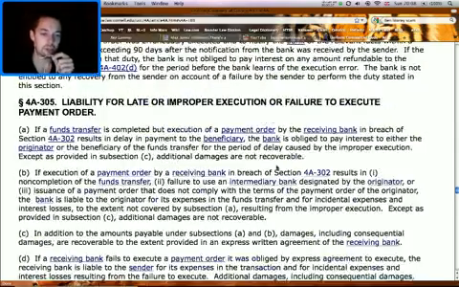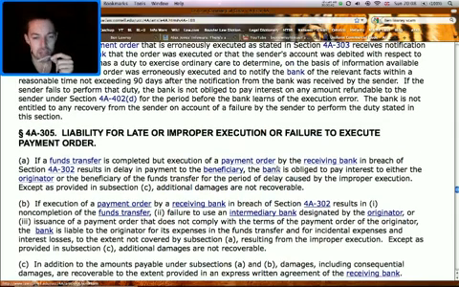4A-305. Liability for late or improper execution or failure to execute payment order. A. If a funds transfer is completed but execution of the payment order by the receiving bank in breach of section 4A-302 results in delay in payment to the beneficiary, the bank is obliged to pay interest to either the originator of or the beneficiary of the funds transfer for the period of delay caused by the improper execution, except as provided in subsection C. Additional damages are not recoverable.